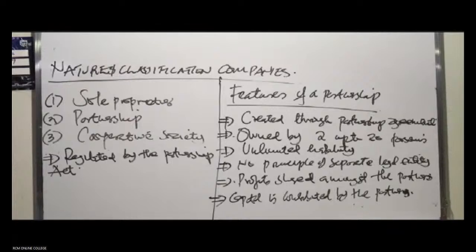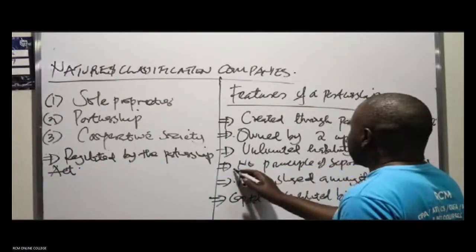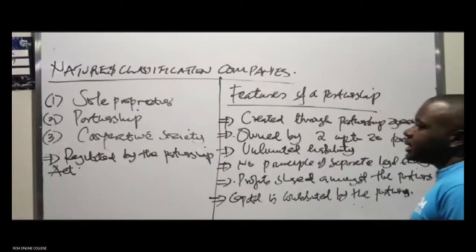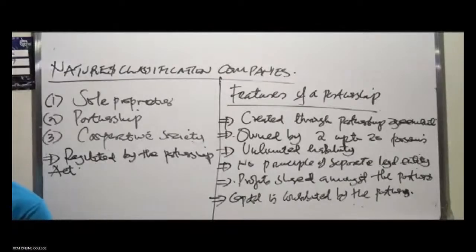So there is sharing of risks among the partners. There is no perpetual succession, which basically comes here. Under this one, no principle of separate legal entity.